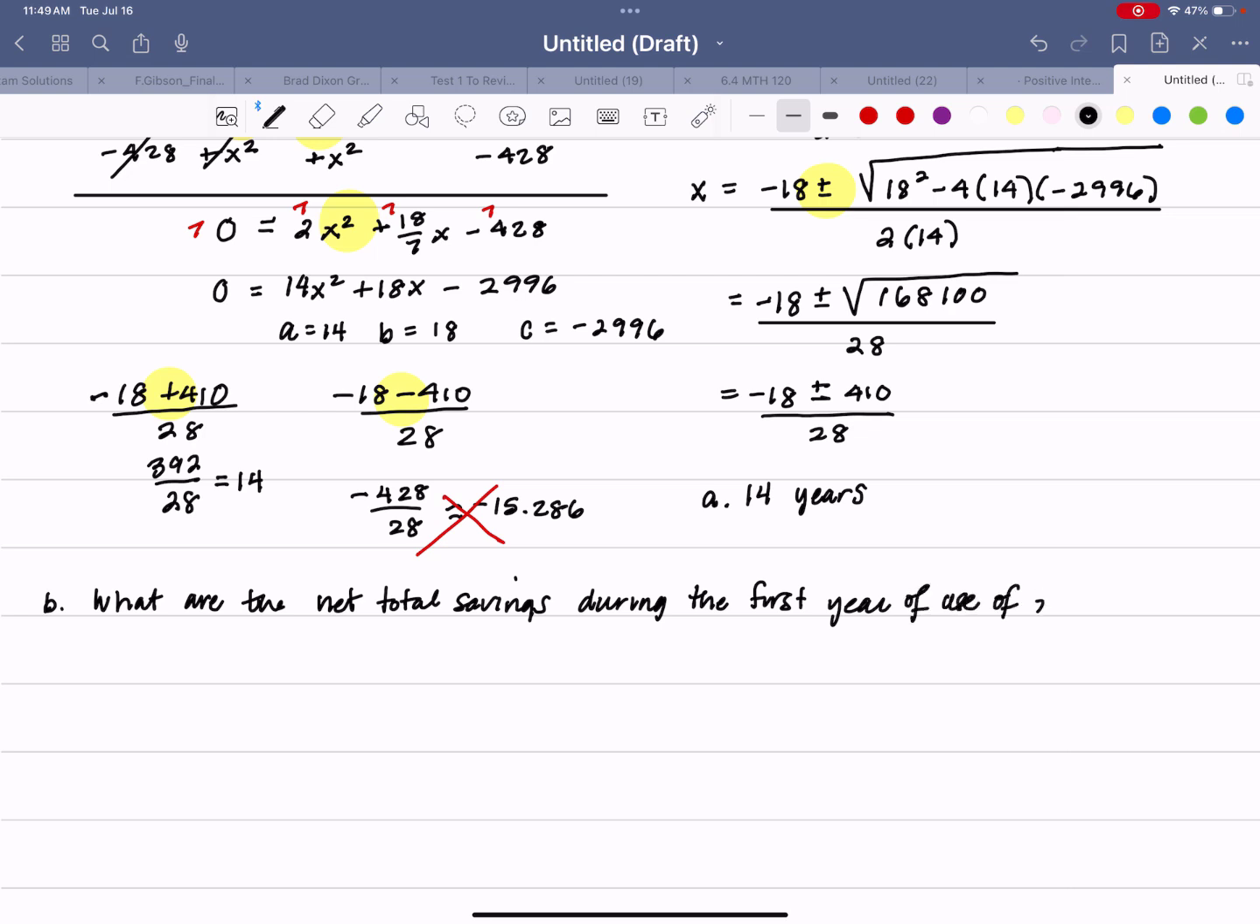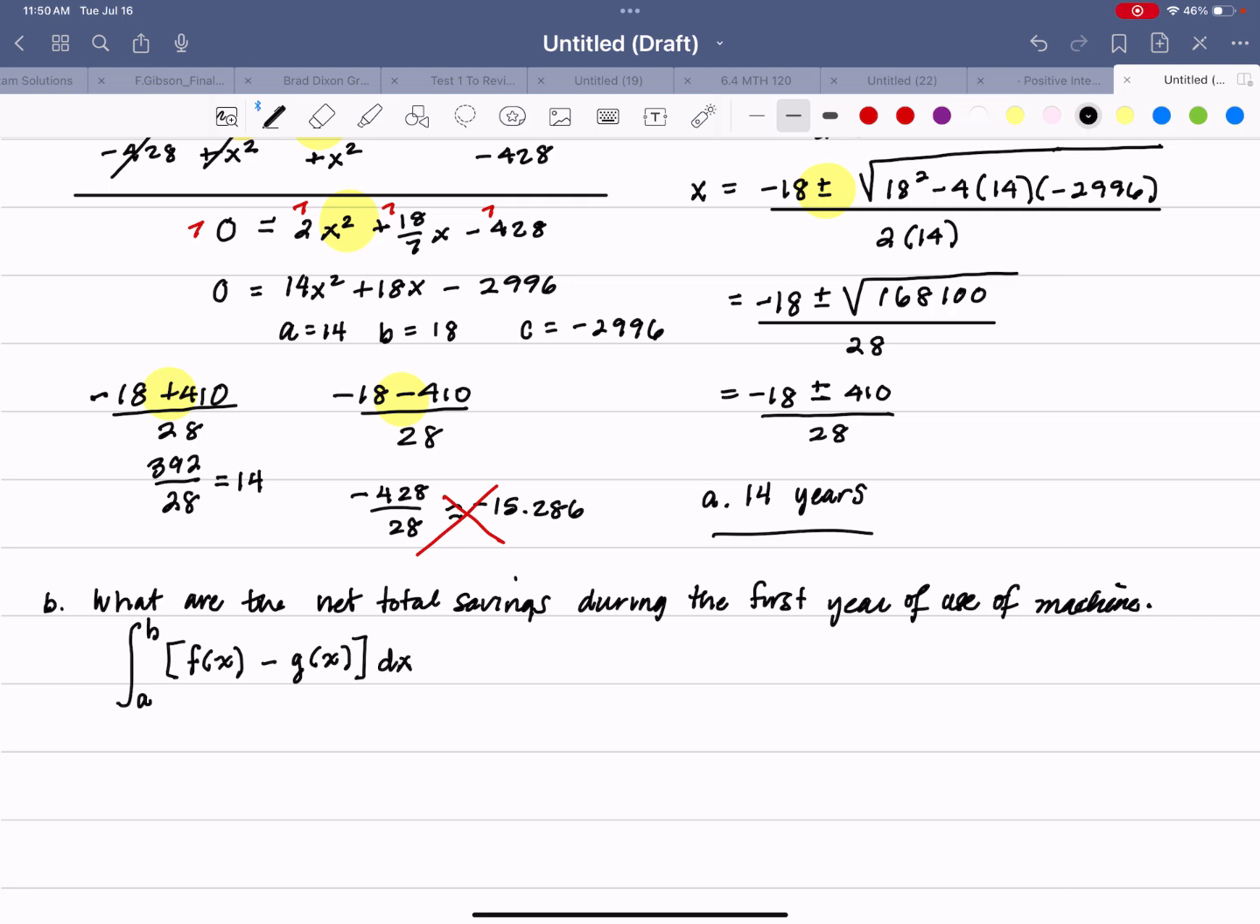So they're trying to find, not only do they know it'll be profitable for 14 years, they want to find out how much profit, and they want to look at the first year. So this time we're going to need integration, okay? Because we want to know a sum of all during that first year. So it's going to be an integral, a to b. This is the fundamental theorem of calculus, of f of x minus g of x, because we've got two functions here, cost and savings, dx.